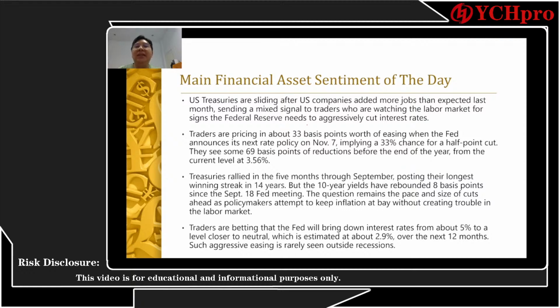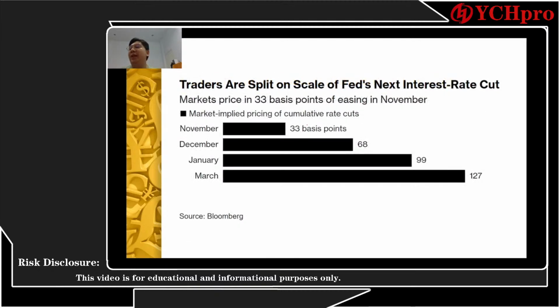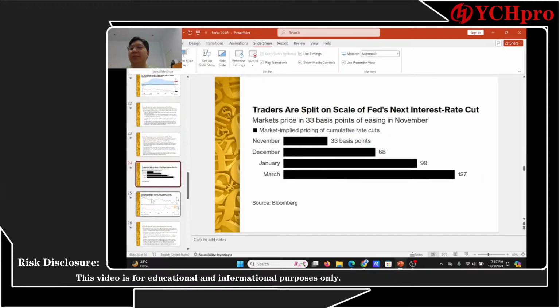But the 10-year yields have rebounded by almost 8 basis points after the release of that ADP data. And right now, traders are already betting that they will be cutting interest rates towards 3% over the next 12 months. As you guys could have seen from this data here, people are already expecting a 33 basis point cut in November, 68 basis points until the end of the year. This has been showing the good signs coming out of the market.